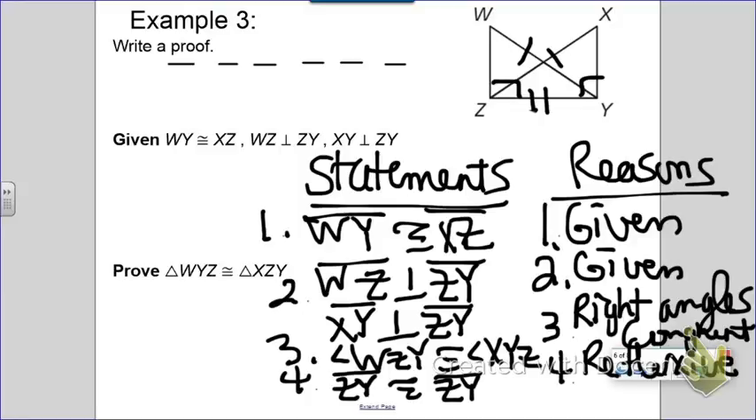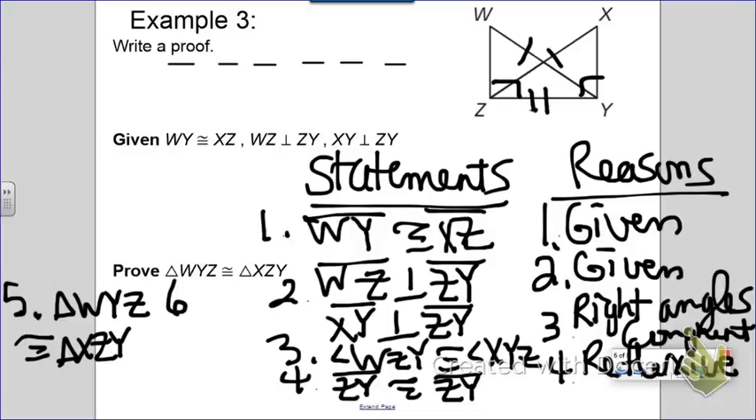And then finally I can say that my triangles are congruent. Triangle WYZ is congruent to triangle XZY. And in this one, oops, reason 5, not 6, we would use the, it's not side-angle-side, notice, because we have a right angle and we don't have the angle between the sides. We have the leg of the right triangle and the hypotenuse of a right triangle, so this would be the hypotenuse-leg theorem.